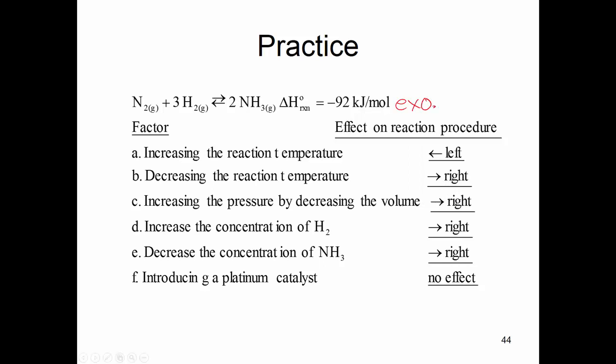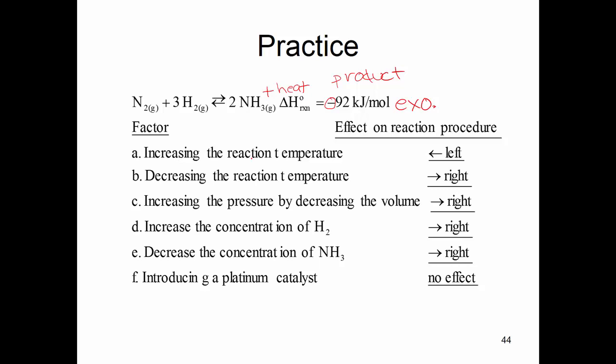That means energy, usually in the form of heat, is being released. So I go to my product side because I know an exothermic means that heat's being released, and I put plus heat, or you can put temperature there, plus 92 kilojoules per mole. Because we know that negative just means exothermic, and so heat is being released. So I think of heat as a product.